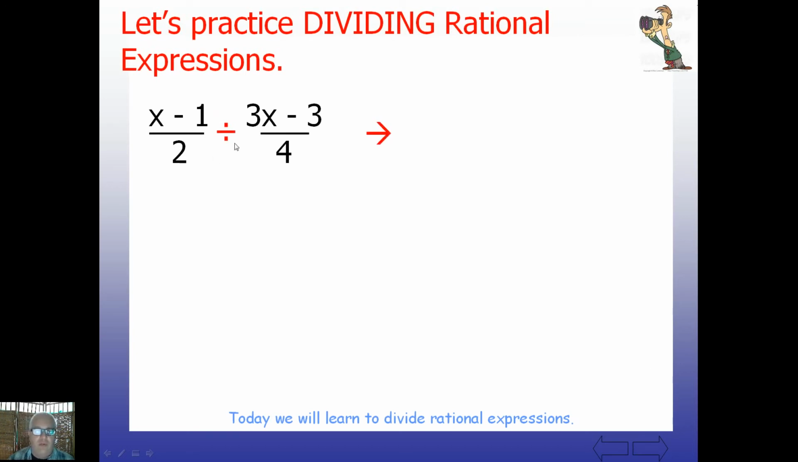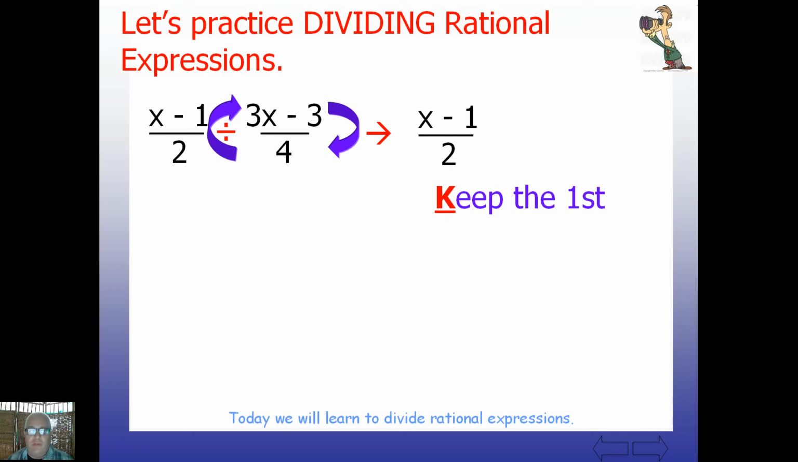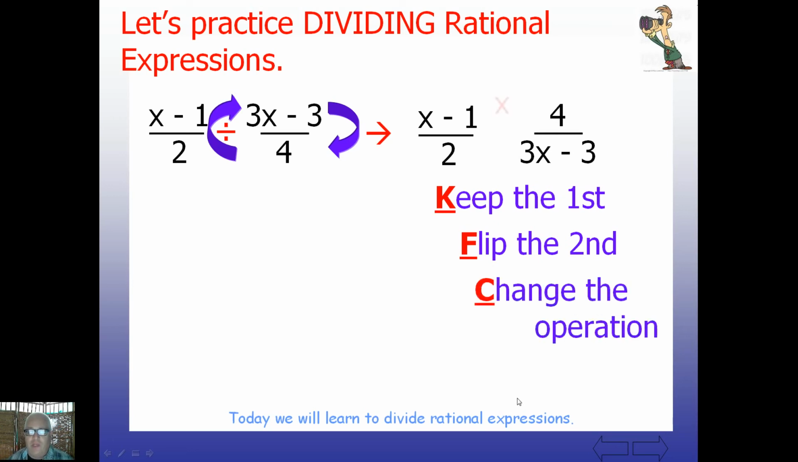So here we go. Notice that I put this in red here so we'd see it. x minus 1 over 2 divided by 3x minus 3 over 4. So the first thing we're going to do is KFC. Keep the first, flip the second, change the operation. So keep the first, x minus 1 over 2, flip the second, 4 over 3x minus 3, now change the operation to multiply, and here we go.